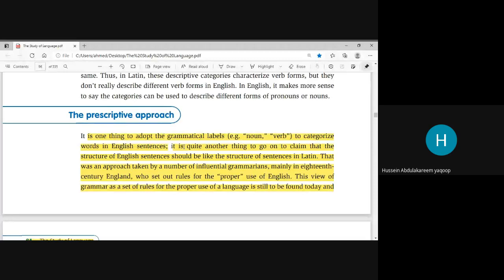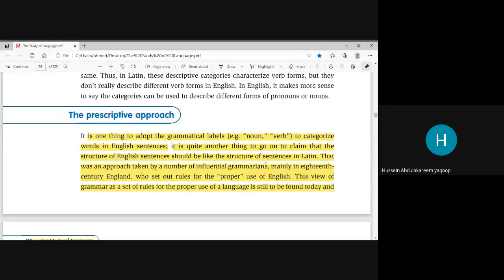With the prescriptive, here we need to talk about the old perspective and how the view was about the grammar, and the influential grammarians did something mainly in the 18th century in England. Now, it's one thing to adopt the grammar labels. Here we have the nouns and the verbs as examples, to categorize words. We have the noun, we have the verb, we have the pronoun also. In English sentences, it's quite another thing to go on to claim that the structure of English sentences should be like the structure of sentences in Latin. This is important to start with when we talk about the prescriptive approach of analyzing grammar compared to the descriptive approach that we will talk about later.